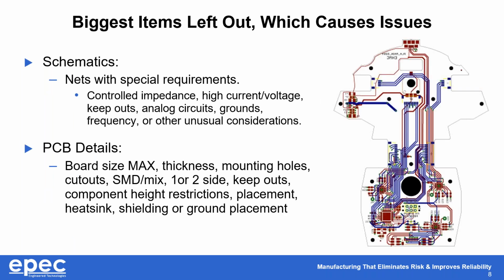Some of the items that are left out which cause issues are when the schematic is incomplete. It doesn't have high voltage current areas, special ground pours, keep out areas, frequencies that may need to be known, controlled impedance, or other unusual considerations. Such as the board on your right, as you can tell, there's some intricate routing and dimensioning that would be needed to complete this PCB.